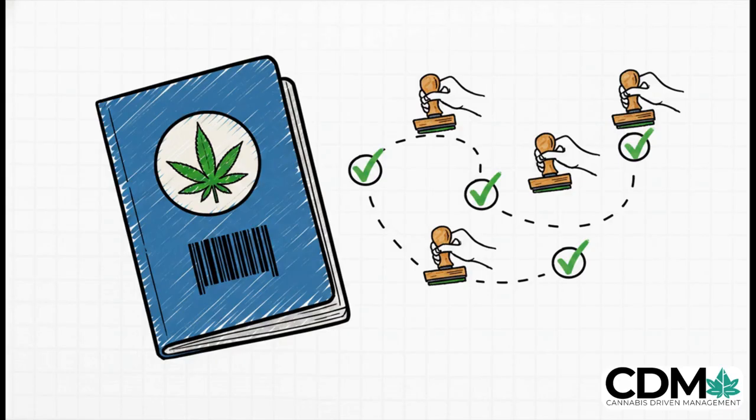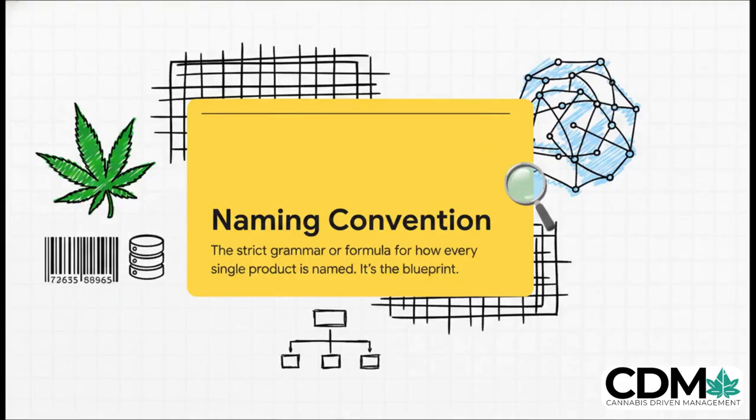But for that passport to be readable everywhere, everyone has to be speaking the exact same language. And that brings us to a super important idea, the naming convention. Now, this isn't about catchy marketing names. This is the strict, ironclad grammar for how a product is identified in the system. It's the blueprint that makes sure every single item is logged in a way that's predictable and, more importantly, searchable.